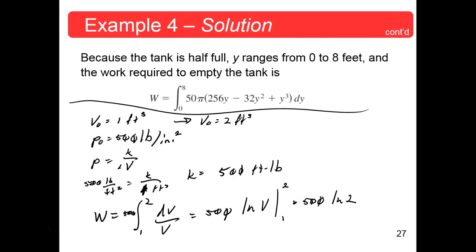And if someone has a calculator, log of 2 times 500, the book has approximately what you get. 346. That's what they got. 346.6, and they have it as foot-pounds. Now, I can't quite rationalize in my head how they come up with the units. They just do it at the very end.